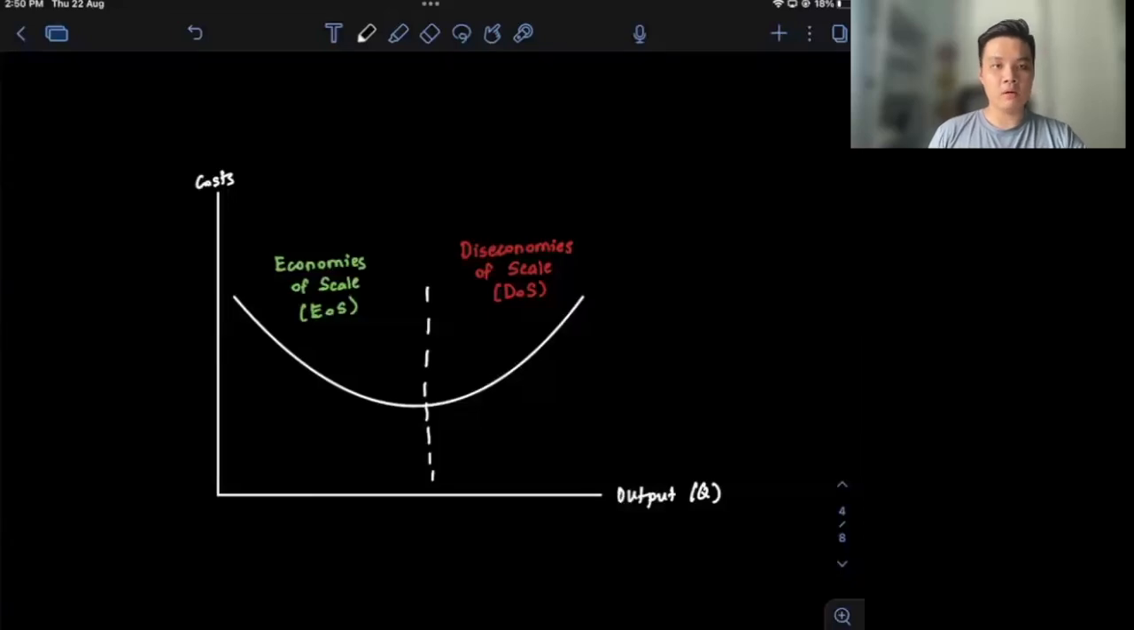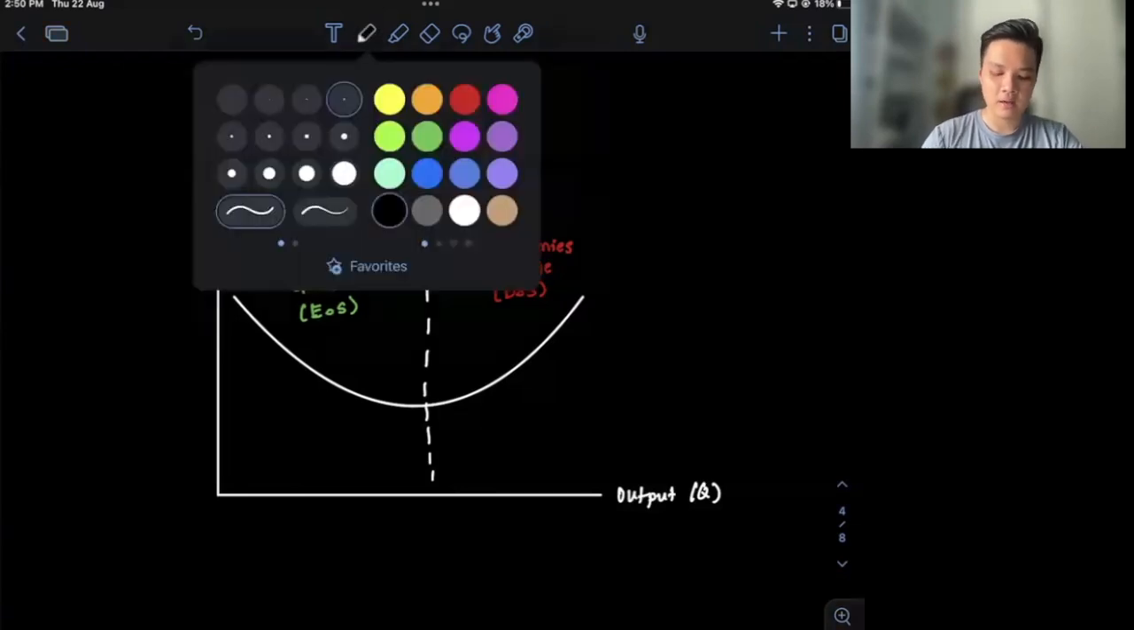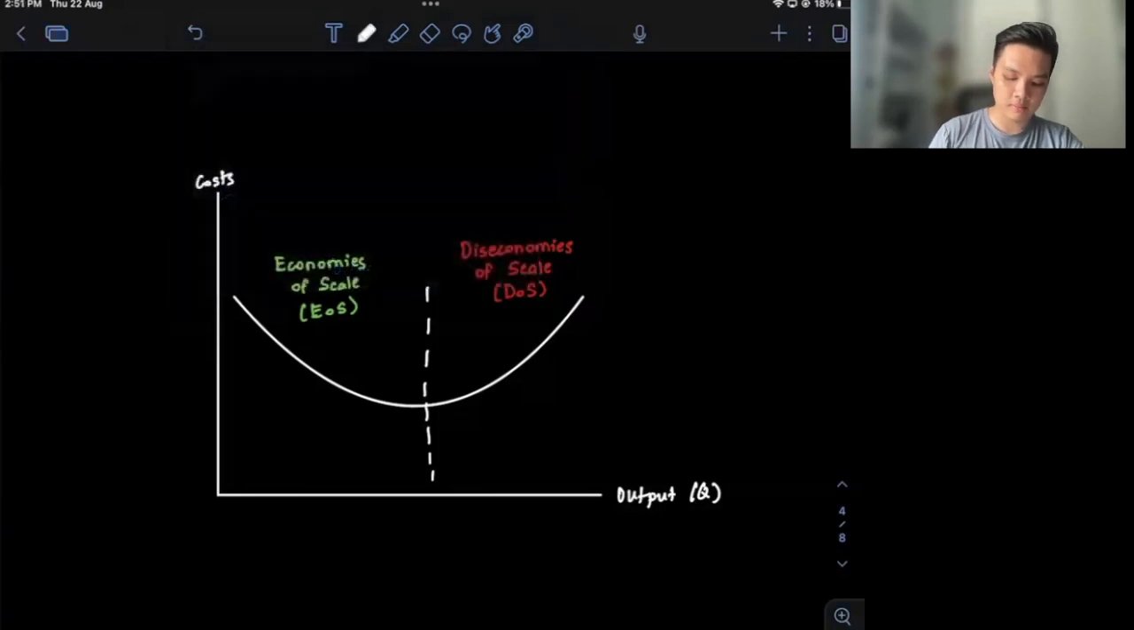The shape of the long-run average cost curve stems from a concept called economies of scale. Economies of scale refers to decreases in average cost of production over the long run as a firm increases all of its factors of production. And this explains the downward sloping part of the long run average cost curve. Let me show you what I mean. And this is basically this part.